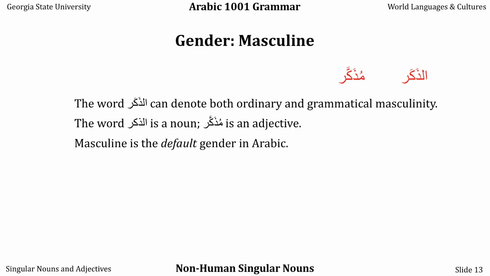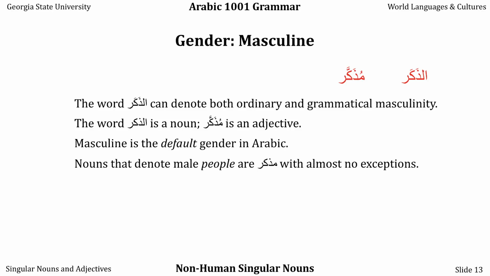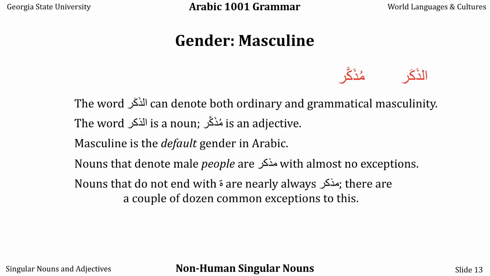It used to be in English, too, and still sometimes is if you're talking to older people. Nouns that denote male people are mudhakkar, with almost no exceptions, and none that are remotely relevant for this course. Nouns that do not end with ta marbuta are nearly always mudhakkar, but there are a couple of dozen common exceptions to this, which we'll take up as we go along and not in this lesson.